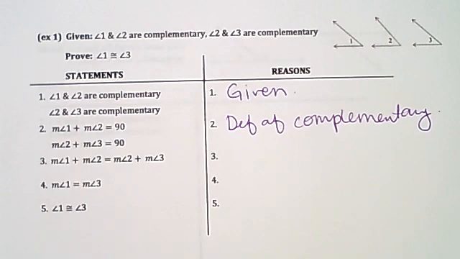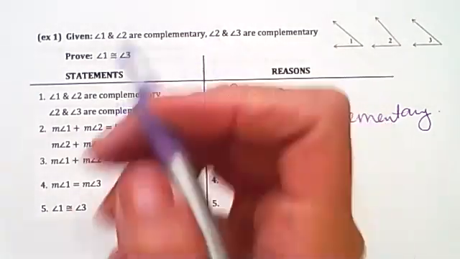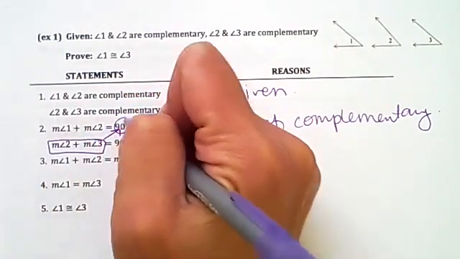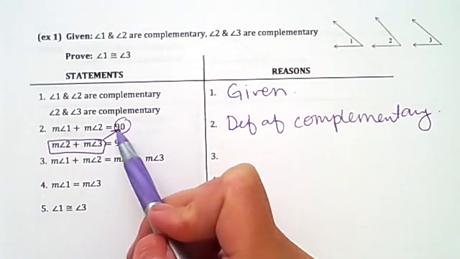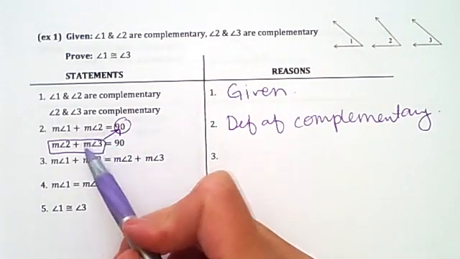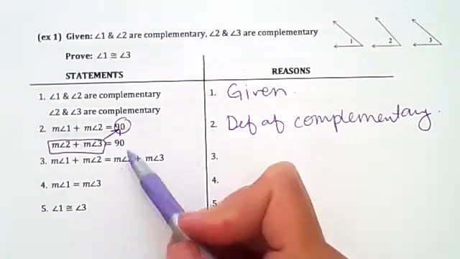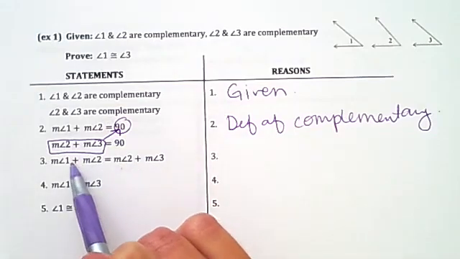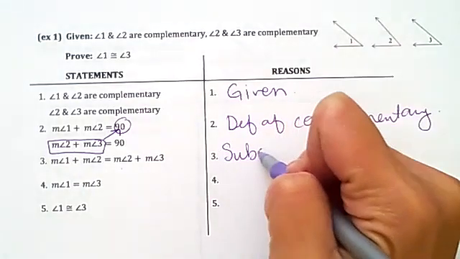Step 3 says 1 plus 2 equals 2 plus 3. What was done here? See how these are both equal to 90? They took 2 plus 3 and plugged it in here for 90, because it's equal to 90. A lot of times kids think this is transitive because these two expressions are equal to the same thing, so now they're equal to each other. But there are too many angles and too much going on for transitive. Transitive never has expressions; it's always just 3 angles. So this would just be the substitution property of equality.